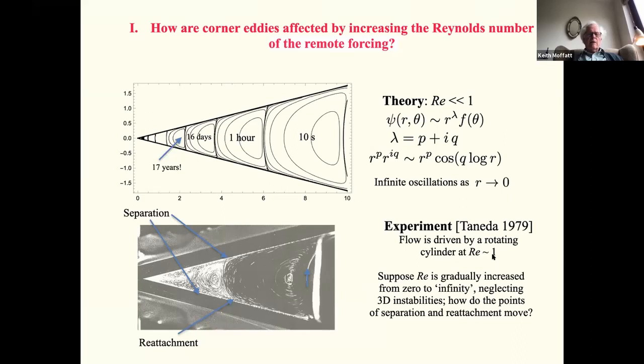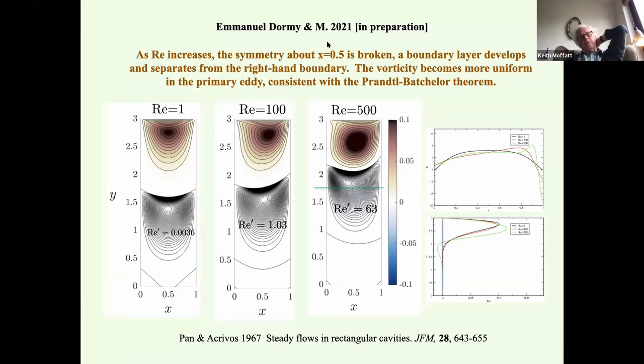Now, Emmanuel Dormy, with whom I've been collaborating recently, has just within the last week or two produced these beautiful figures of what happens in the related problem of a deep channel flow. It's often called a rectangular cutout, where you have a plate on the top boundary which moves to the right with a velocity u, and the Reynolds number is based on the velocity of that plate and the width of this channel. That obviously generates a flow. And when the Reynolds number is small, the flow separates here, again, Stokes separation, and reattaches here.